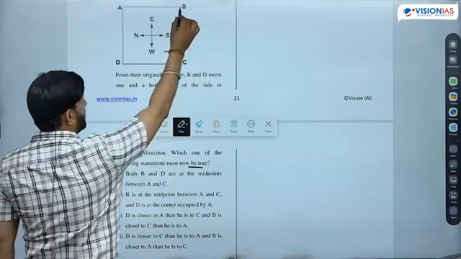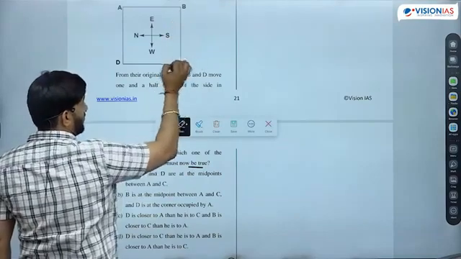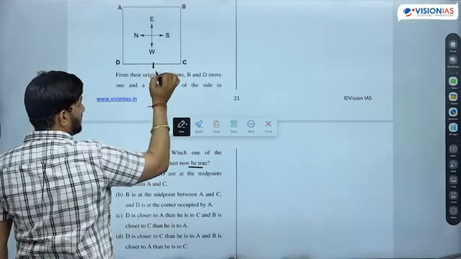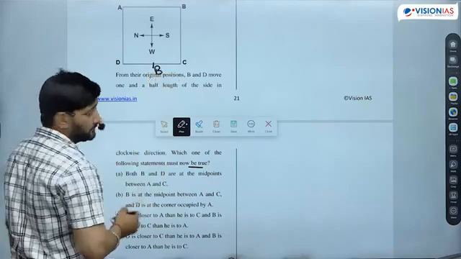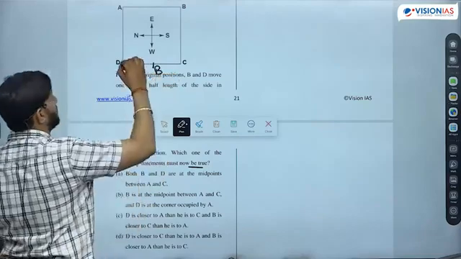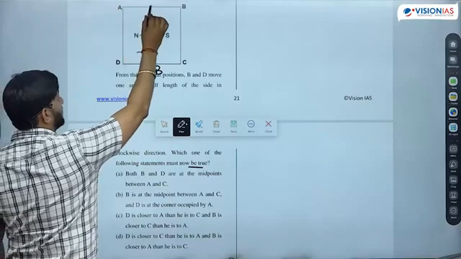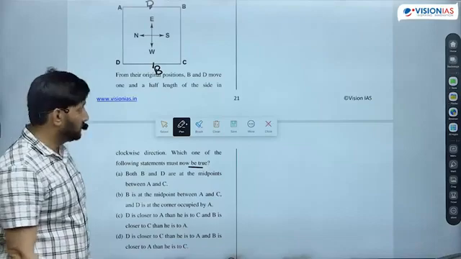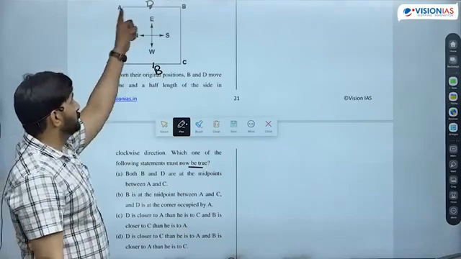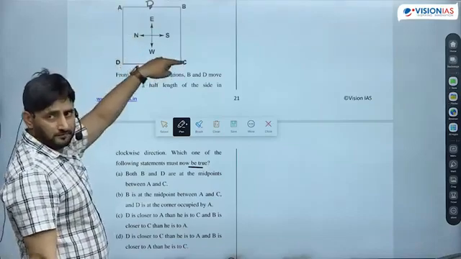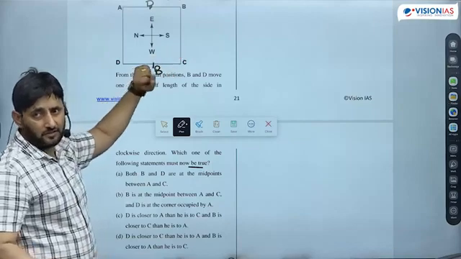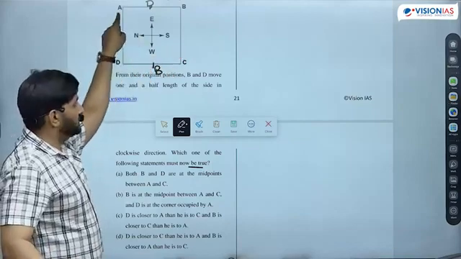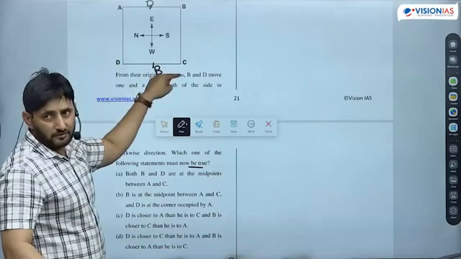So B 1.5 times, 1.5. So B will come here. What about D? D will go 1.5 here. D will be here. So can I say D is closer to A as compared to C? D किसके पास है बच्चे? D A के पास है. D is closer to A as compared to C.